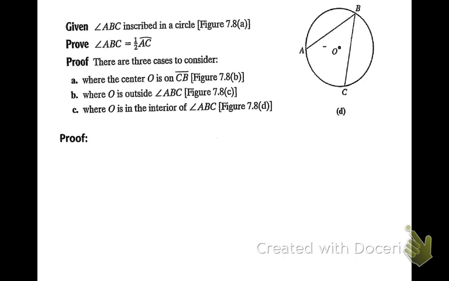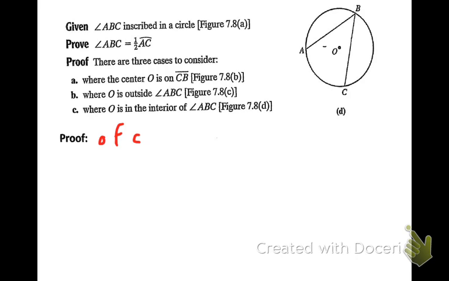The 3 cases to consider: where the center O is on CB. Okay, that's not what's in the picture, but the center O could be on the segment CB, where O is outside of ABC, or where O is on the interior of ABC. We're going to prove C, where O is in the interior of ABC.